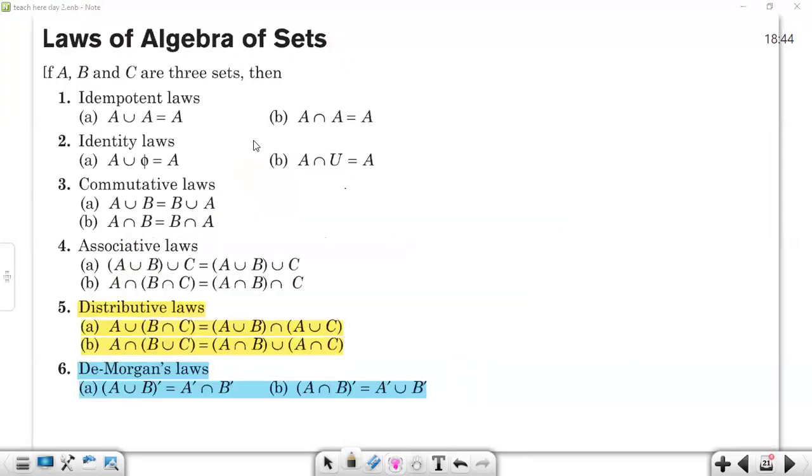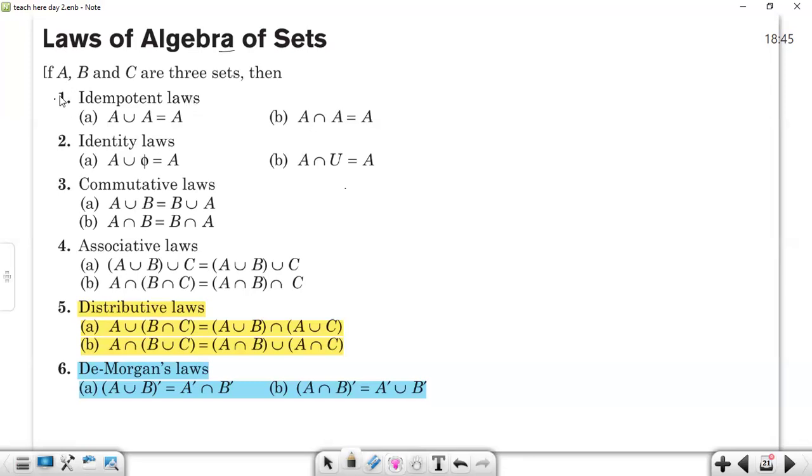Okay, let's now discuss the laws of algebra of sets. So algebra is the discussion of quantities where we add, subtract, multiply, divide. We basically operate on sets. So now we are discussing the laws for how we can operate on sets.